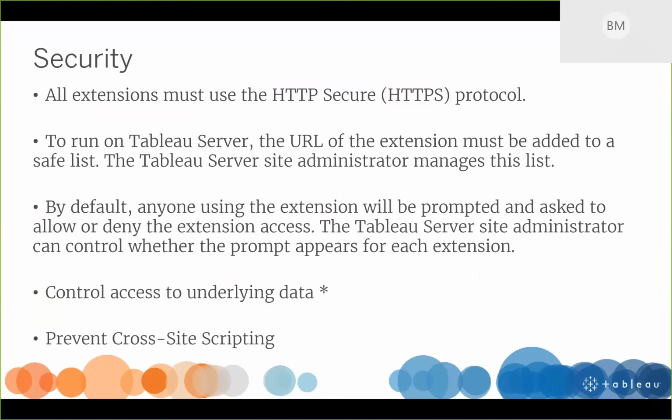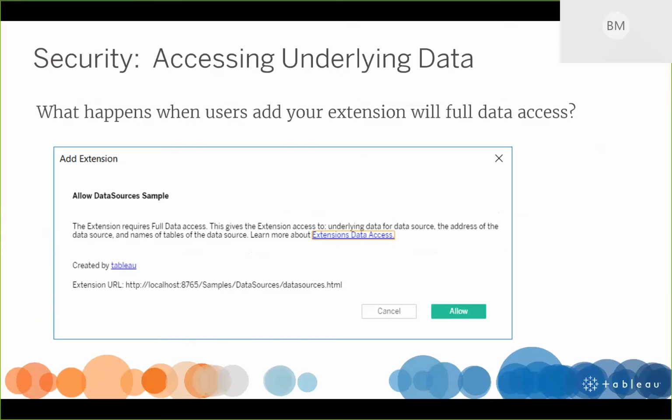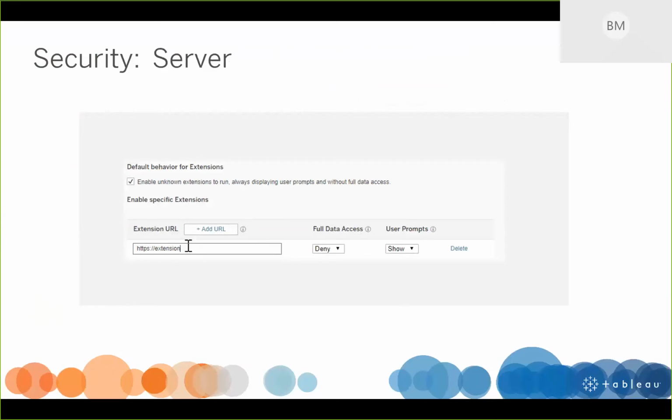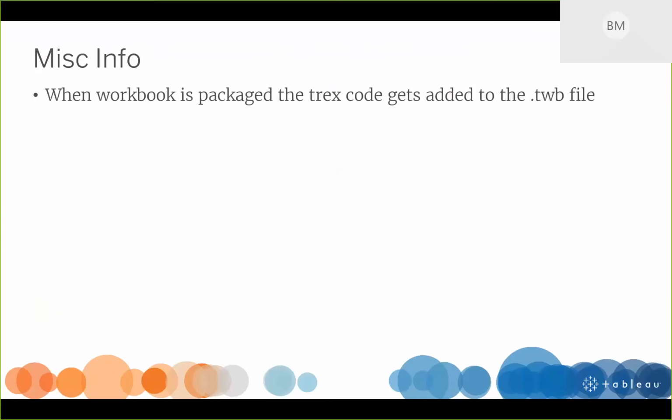And then there's ways to control access to the underlying data, and you can do some of that configuration within the TREX file. And you're going to really want to prevent cross-site scripting. Again, there's several different configurable things to allow extensions to not be able to see underlying data, to make sure they're safe and whitelisted. And then just one side note: when a workbook is packaged, the TREX code gets embedded within the TWB file, so it's part of the packaged workbook. So it's the TWBX file.